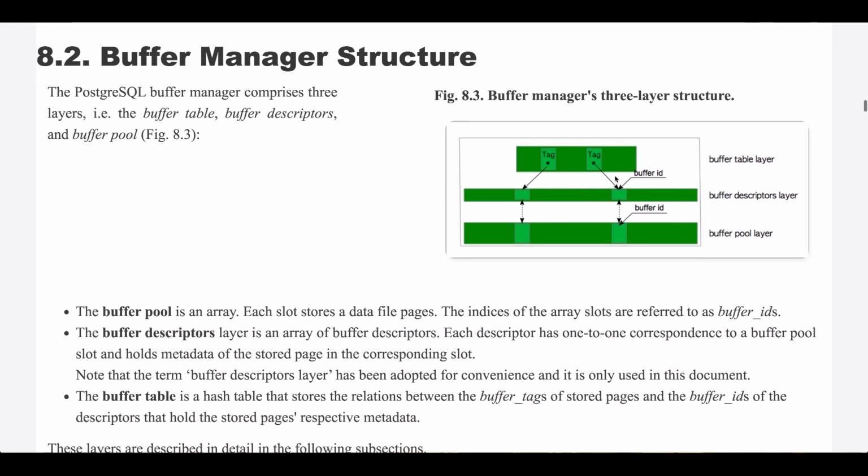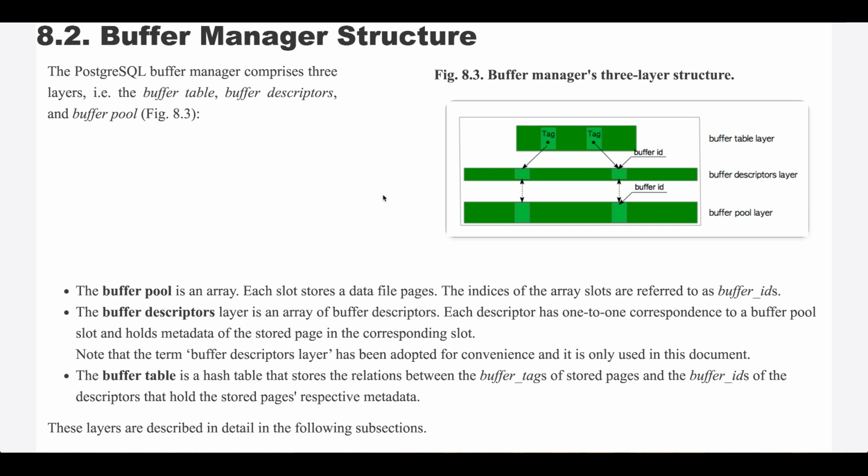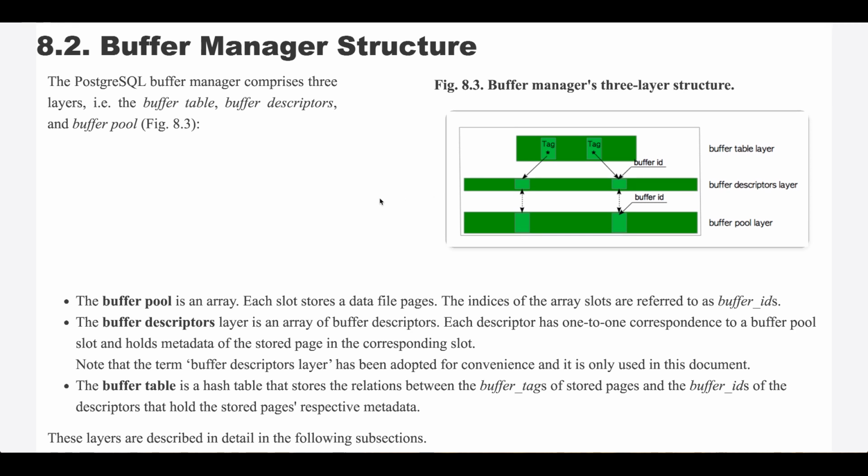8.2 Buffer Manager Structure. The Postgres Buffer Manager comprises 3 layers: the buffer table, buffer descriptors, and buffer pool. See Figure 8.3. The buffer pool is an array. Each slot stores a data file page. The indices of the array slots are referred to as buffer IDs.